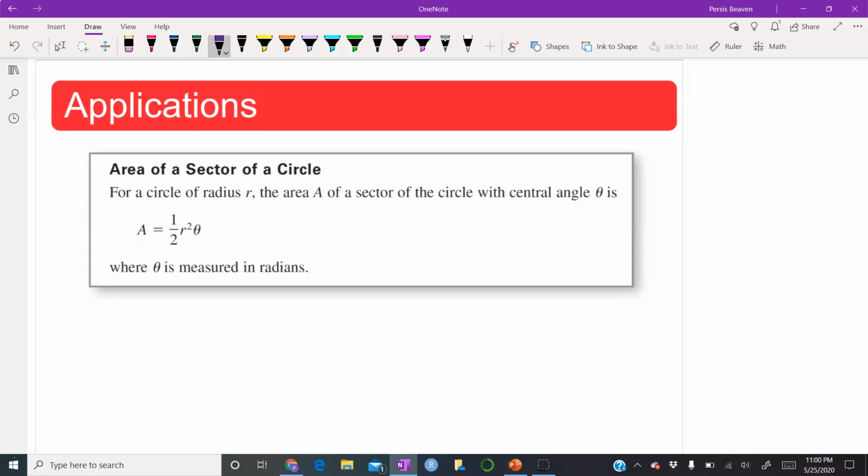So the formula will be here, and to find the area of a sector, it will be half of the radius squared times theta, and make sure that again theta is measured in radians. So this is the end of the lesson.